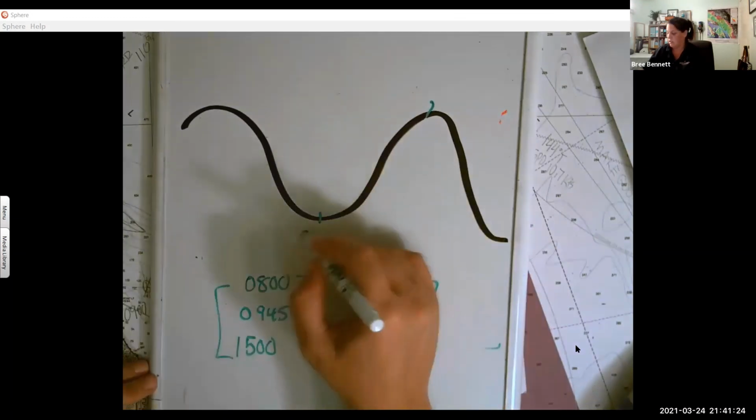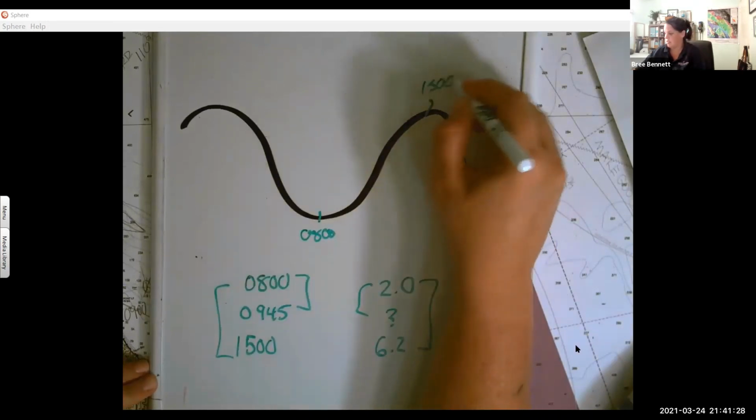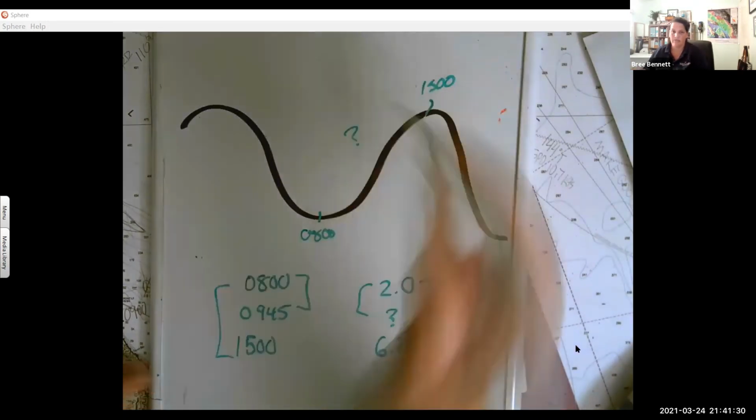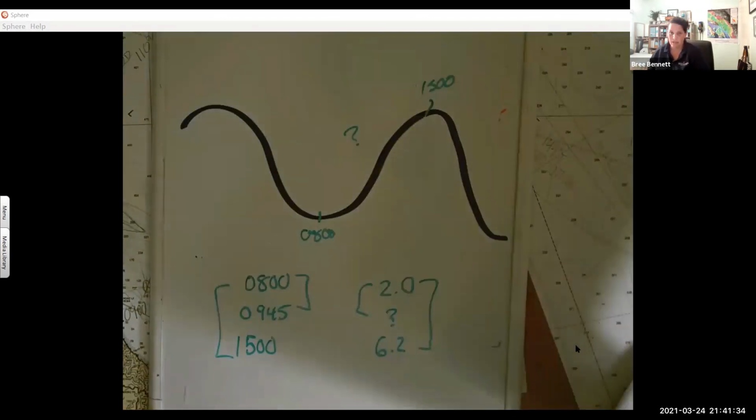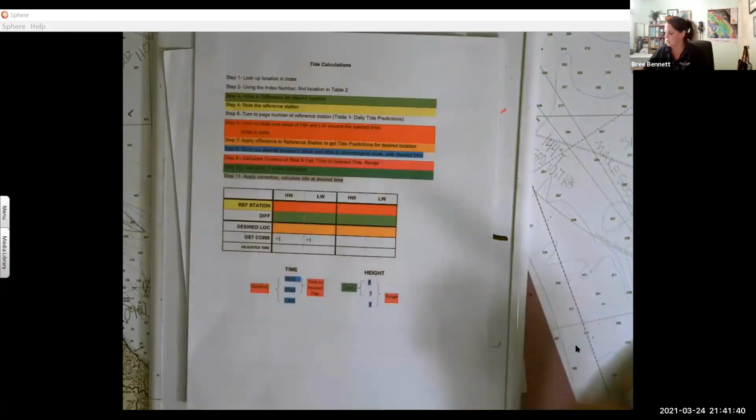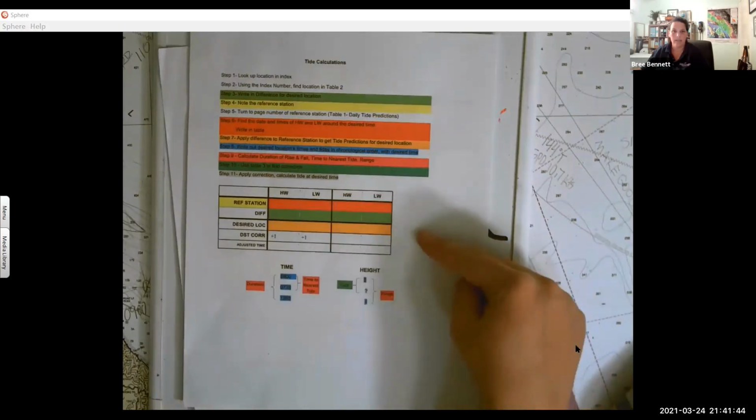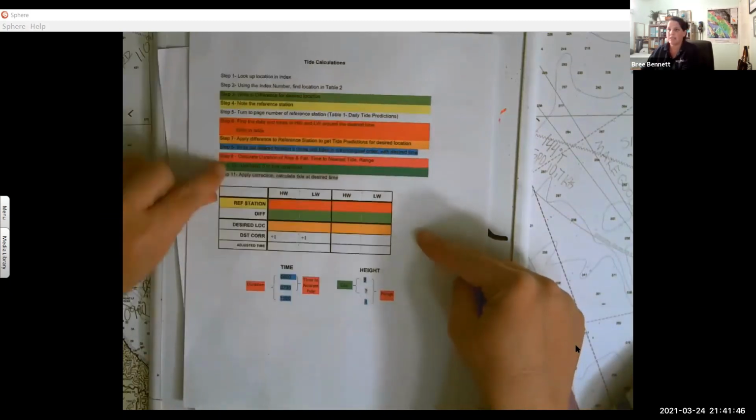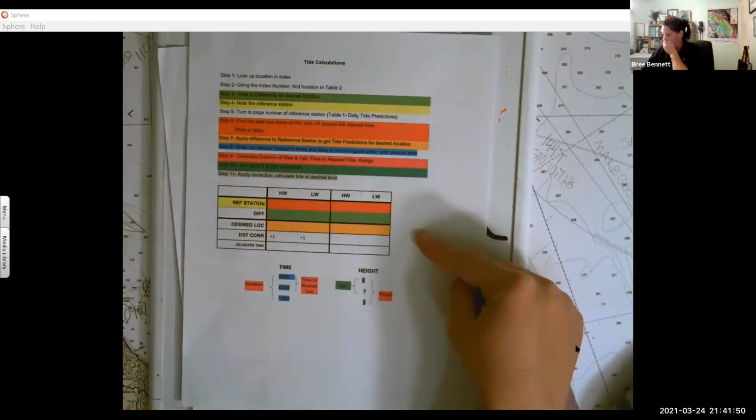So 0800, 1500, where is your 9:45? So I just wanted to throw that out there, that you might see things differently. But if you want to go back to the way that I did it, I did put a little cheat sheet and steps of how to do it this way. So you could look at that.